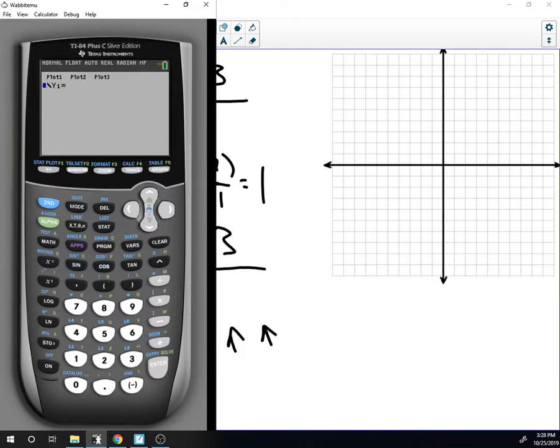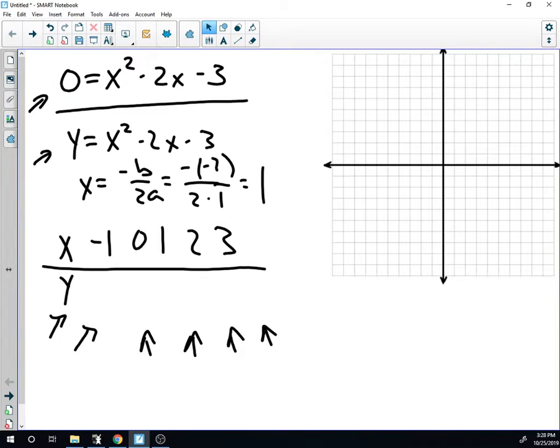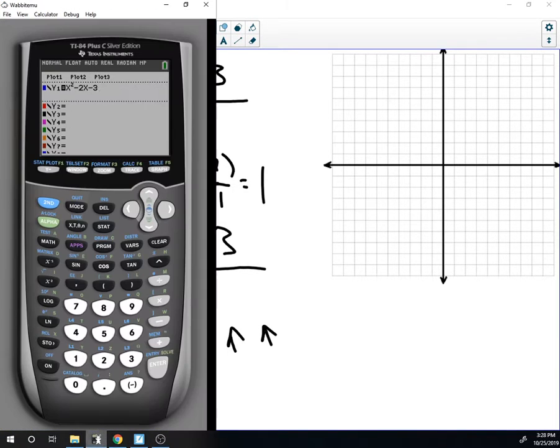I'm going to graph this. This is how I'm going to find the values. I've got x squared minus 2x minus 3. Make sure we got the right equation. X squared minus 2x minus 3, we got the right equation. I'm going to graph that. And then I'm going to use the trace function because I'm lazy to find my values.